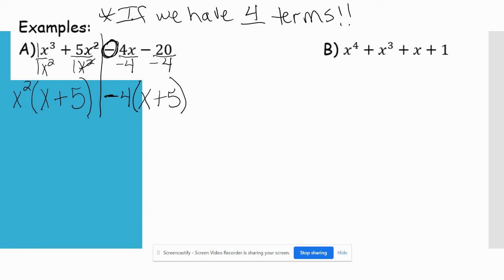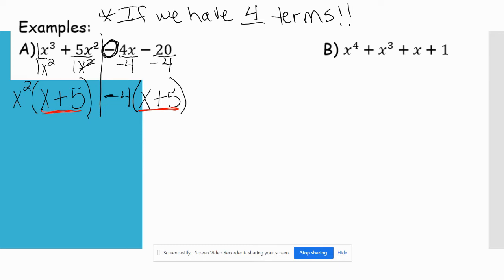When we get to this point, so this was step 3, these things inside the parentheses must always match. If they don't match, we need to go back and see if we've made a math error or we're not able to continue and actually factor. So x plus 5 and x plus 5 match exactly, and this is step 4 now.